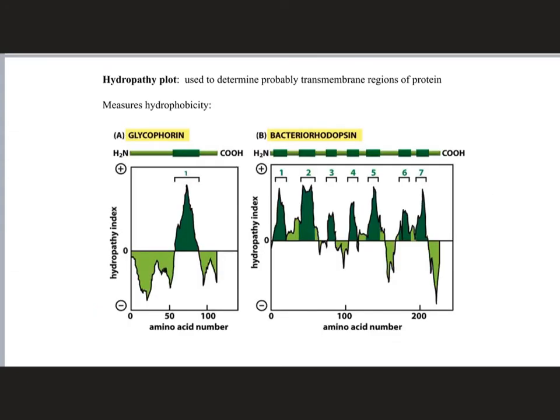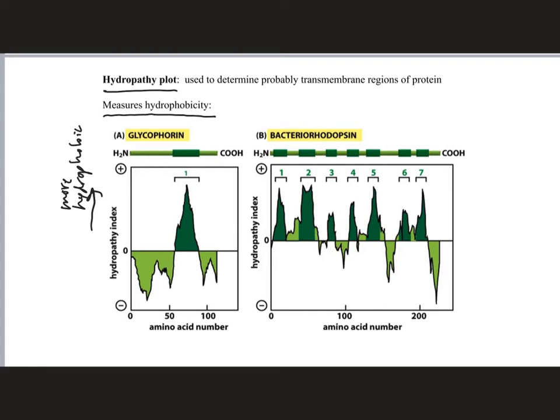So let's think about this a little bit further. This means that we can use a tool called a hydropathy plot to try and identify where transmembrane regions might be. Because if we're using alpha helices, there's going to be a long stretch of about 20 amino acids, the majority of which are going to be nonpolar. So what does a hydropathy plot do? In its most simple way of thinking about it, a hydropathy plot measures hydrophobicity. The higher you are on the hydropathy plot, the more hydrophobic.